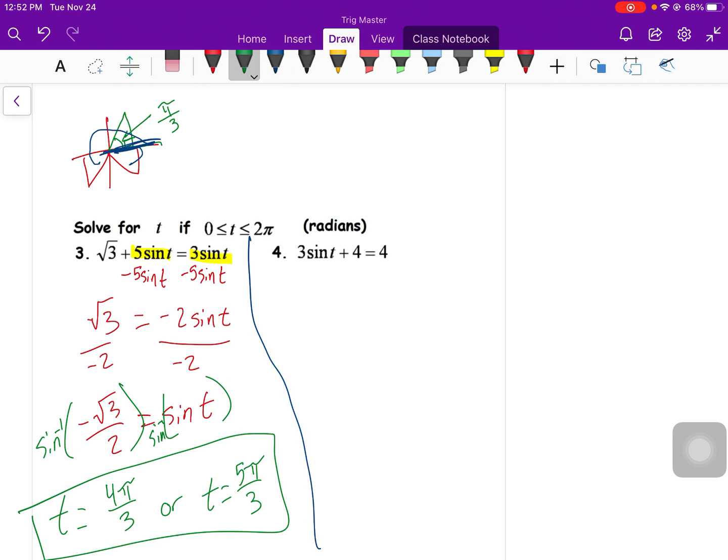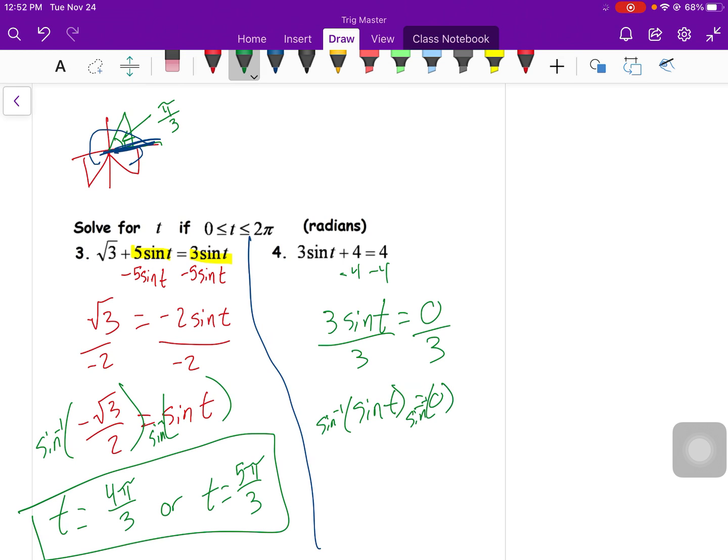All right, for number 4, subtract 4 from both sides. You get 3 sine t is equal to 0. Sine of t is its own thing, so I can divide by 3. I can't divide by sine t. You're never going to want to divide by sine t when you're solving for these things, because sine of t could equal 0, and if you divide by 0, you're breaking a whole bunch of rules.